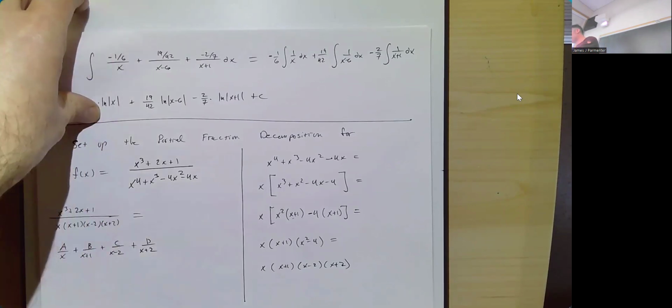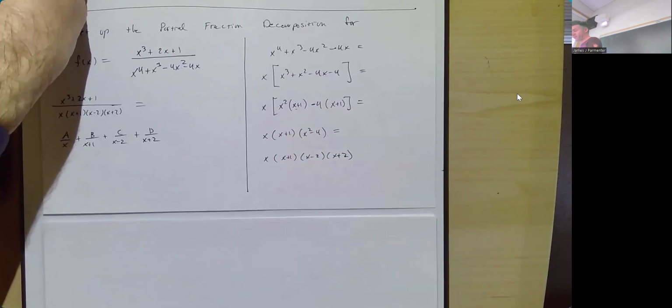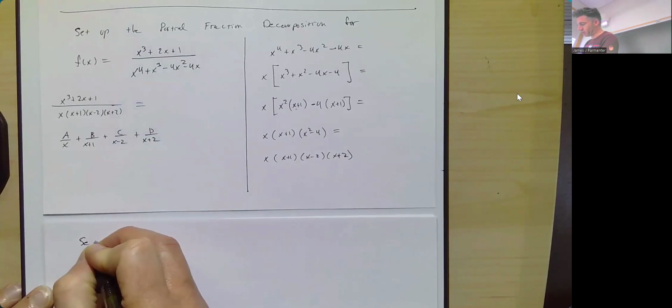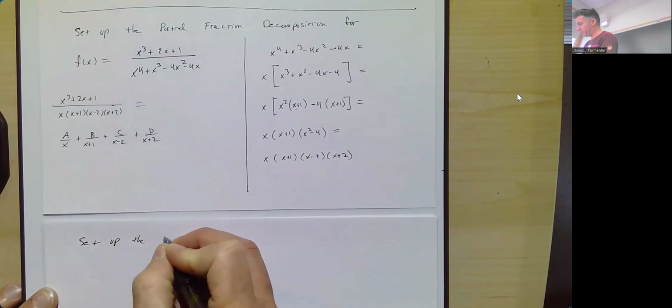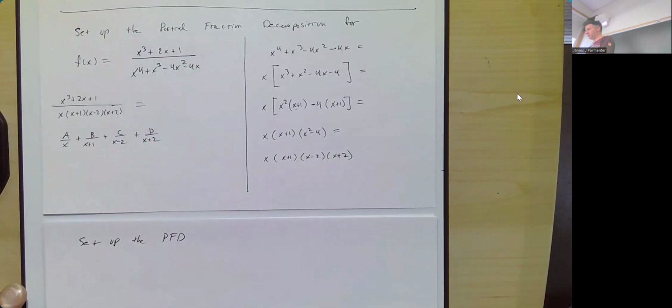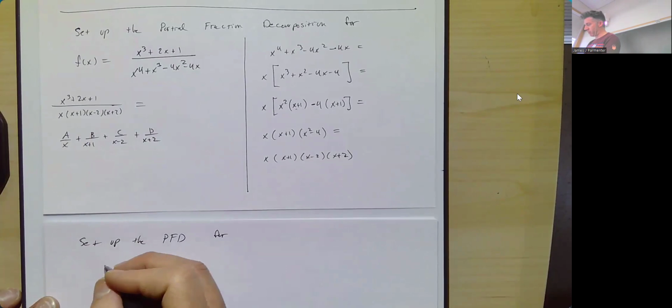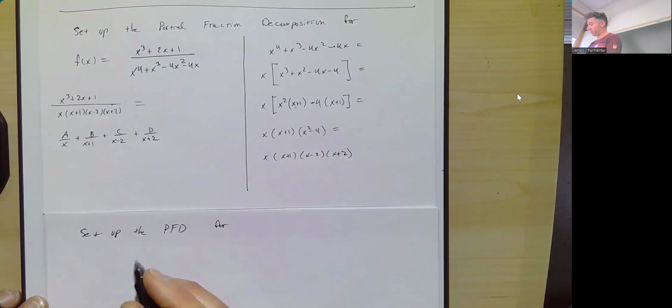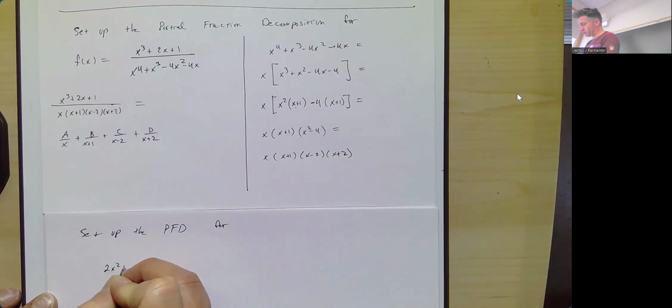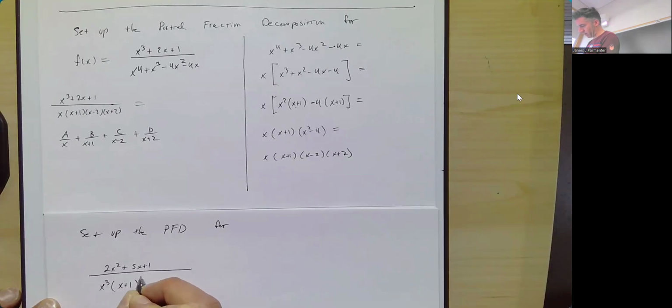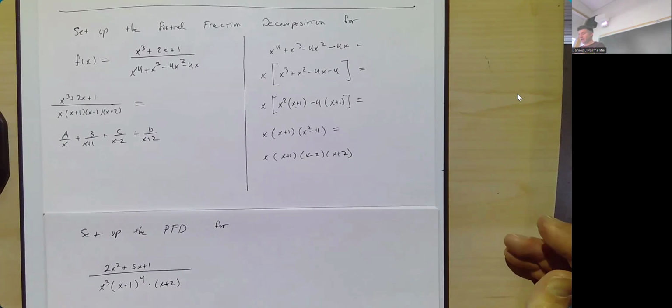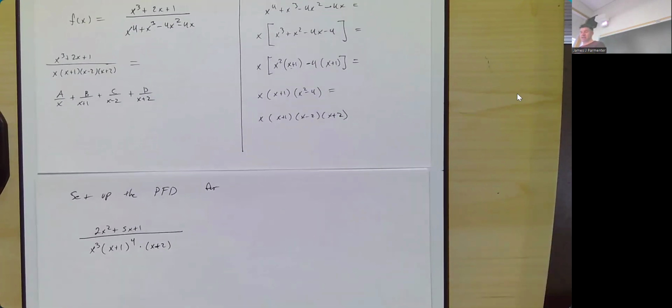But if someone says something like set up the partial fraction decomposition, which I'm just going to write out as set up the PFD, the partial fraction decomposition, for the following, it's going to be a little bit more interesting. Let's say we have, I'm not going to factor it, 2x squared plus 5x plus 1 over, let's not make it too terrible, x cubed times x plus 1 to the 4th power times x plus 2. Okay. Here is what happens when you have repeated linear factors.